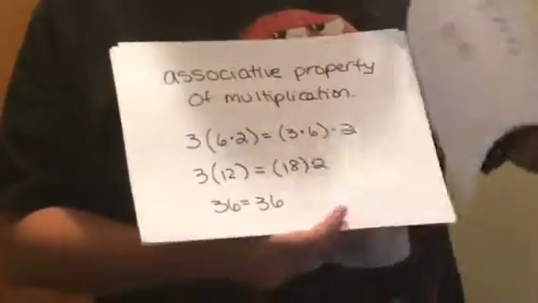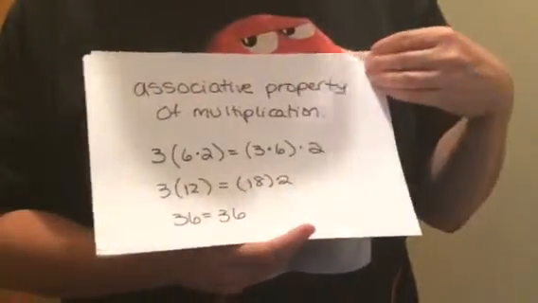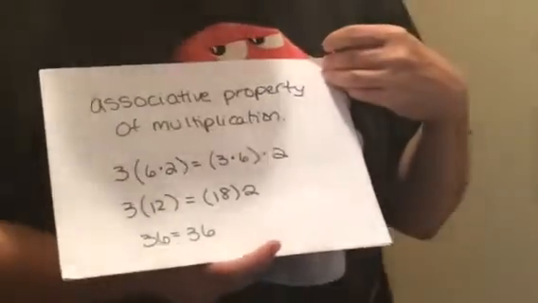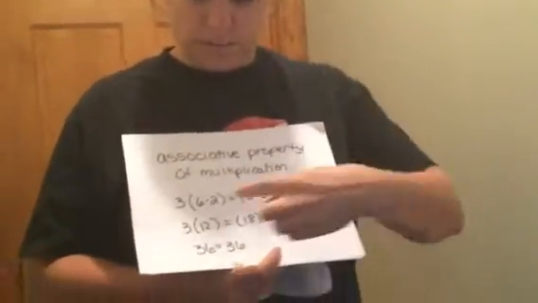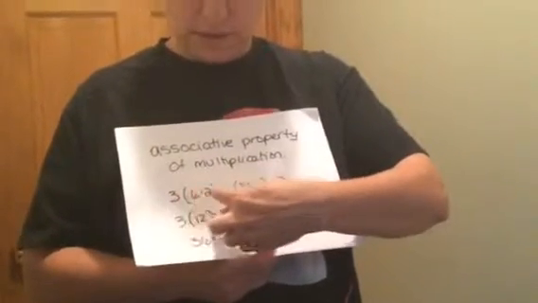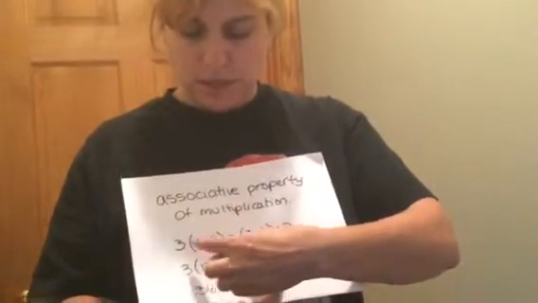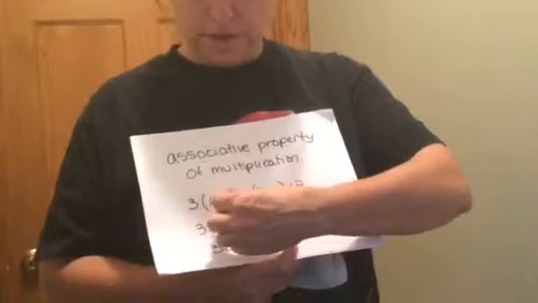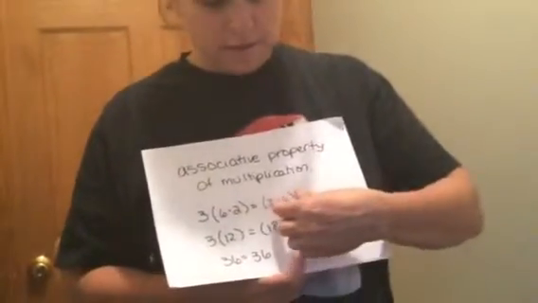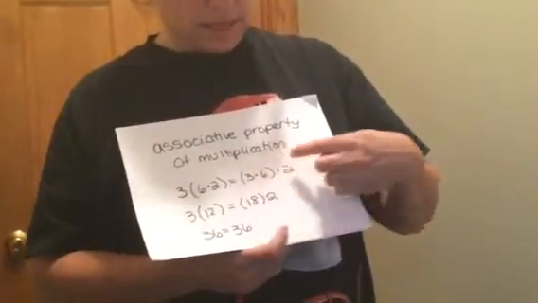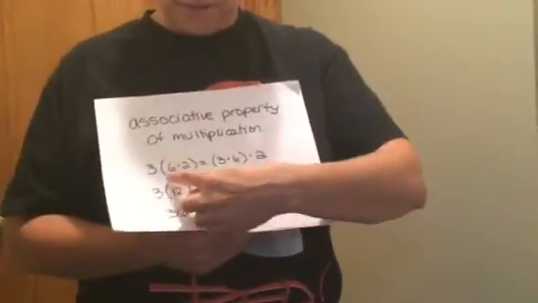The second one is the associative property of multiplication. And this just means if you multiply 3 and then you have in parentheses 6 times 2, you're associating those two together first and then multiplying by that. You're going to get the same answer if you multiply the first two numbers and then the last one. So let's look and see if it's true.